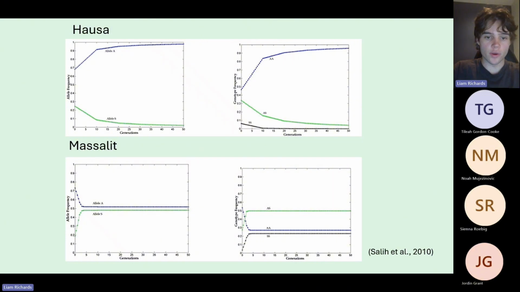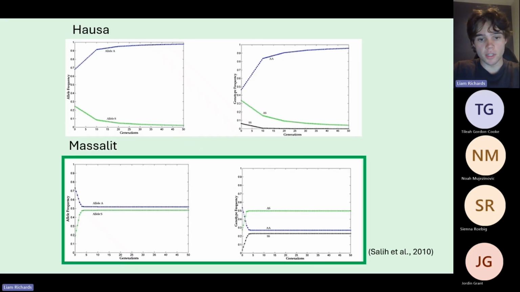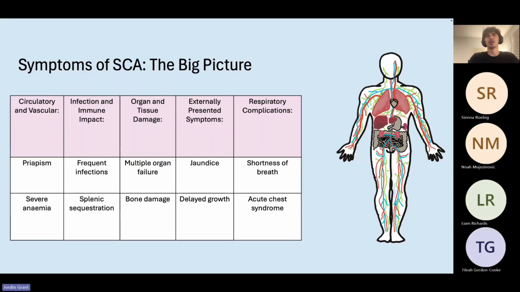Here we see two allele frequency predictions based on fitness scores for AA, AS, and SS genotypes. Which population would you expect to have a higher clinical malaria rate? That's right. The population shown has a high clinical malaria rate, which is why there's an increase in S allele frequency. Thanks, Liam.